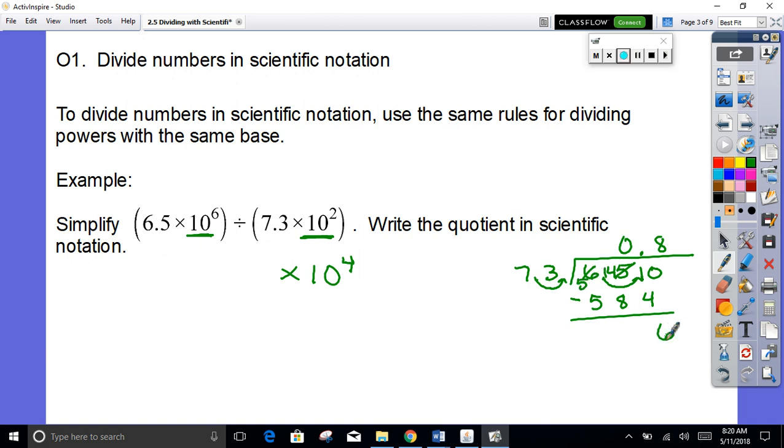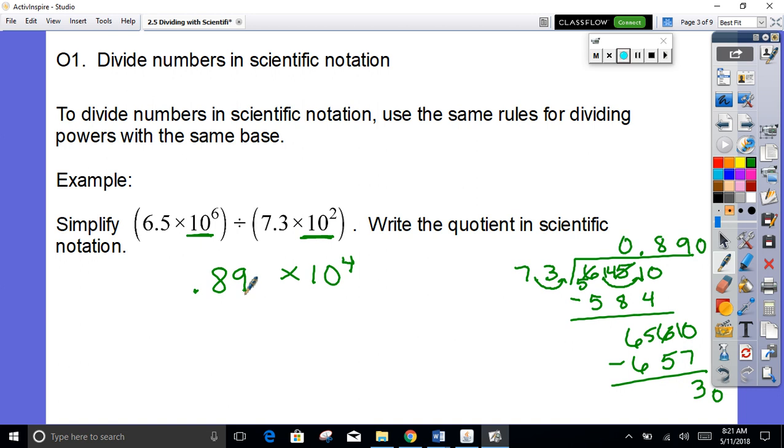So we end up with 6. Wait a second. No, that's 6, I'm sorry. 660 goes into 669 times, minus 657. Gives us a remainder of 3, and then that's as far as I'm going to go. And if we bring down a 0, it can't go into it anymore, so it rounds to a 0. So we have 0.89 times 10 to the 4th.